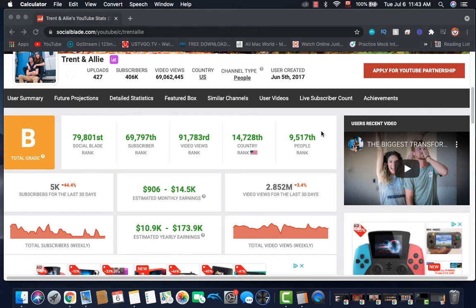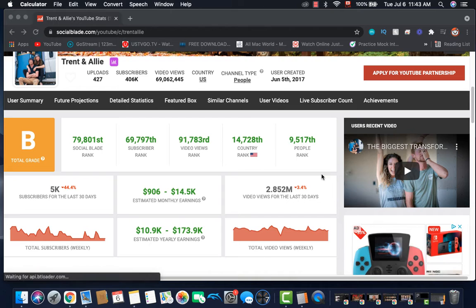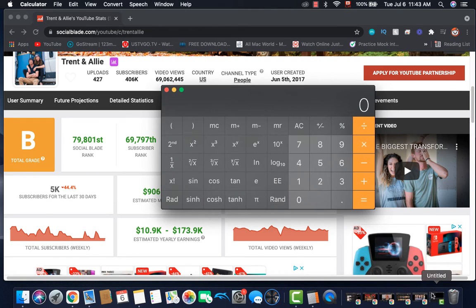CPM is the amount that advertisers will pay the content creator for every 1,000 video views. Now looking at Trent and Allie's YouTube channel, I would estimate that they have a $12 CPM. So that would mean that for every 1,000 video views, the channel is able to generate $12. And I'll get daily income. So if I take 93,000 and I multiply by CPM of $12, which is 0.012, their daily income is $1,116.